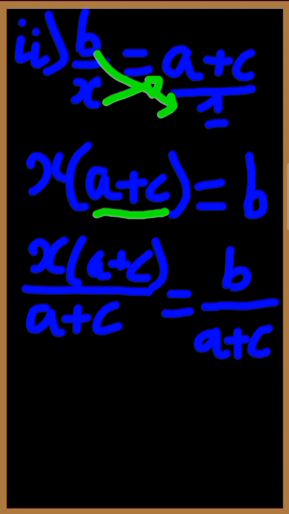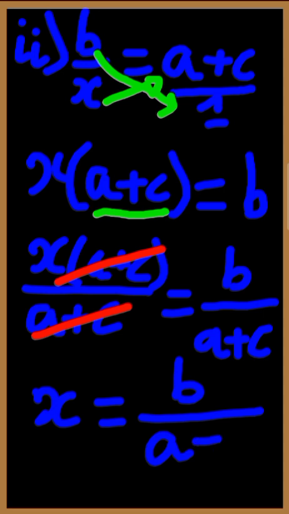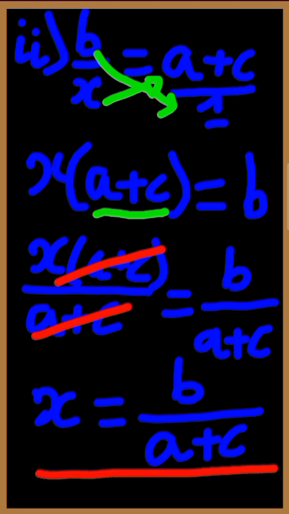At the left hand side, a plus c will strike off a plus c, and this will give us x to be equal to b all over a plus c. You can see x is alone at the left hand side. That means x is the subject of formula of a given equation. Therefore, x is simply equal to b all over a plus c. You underline the result.